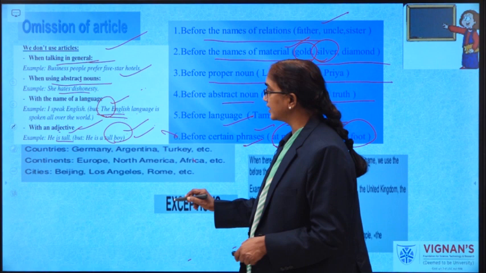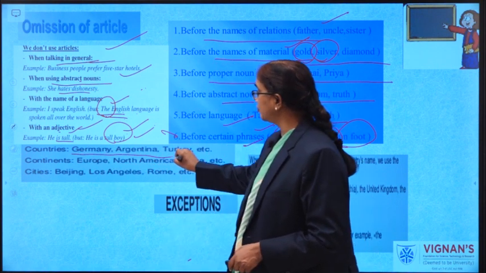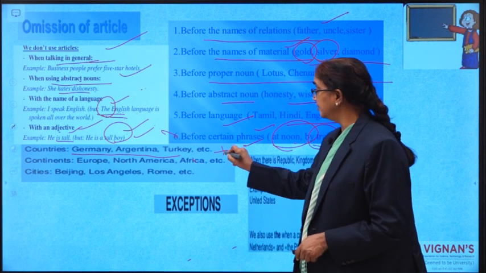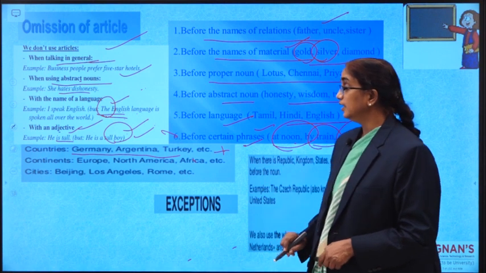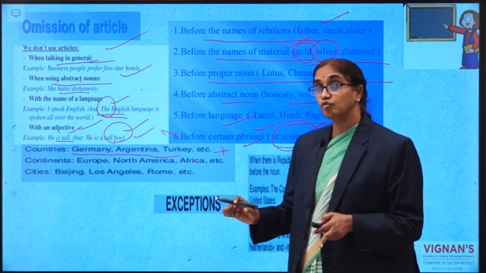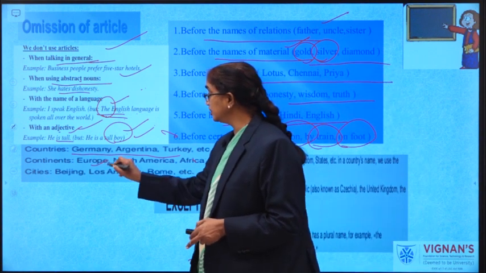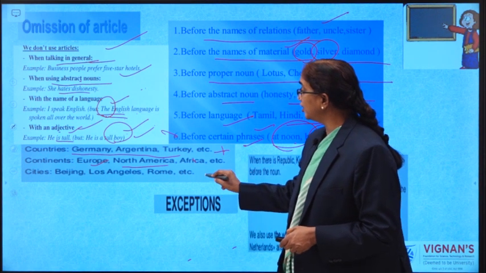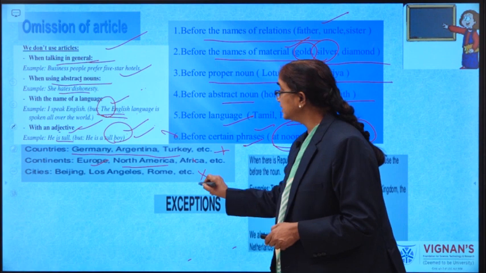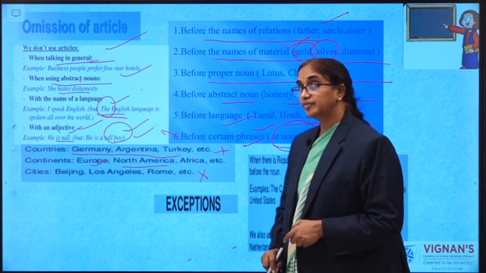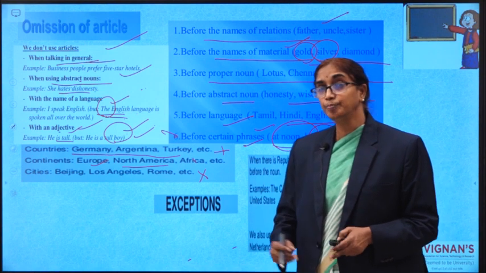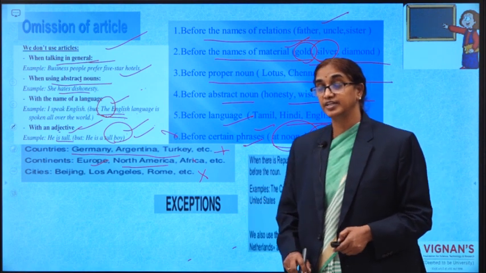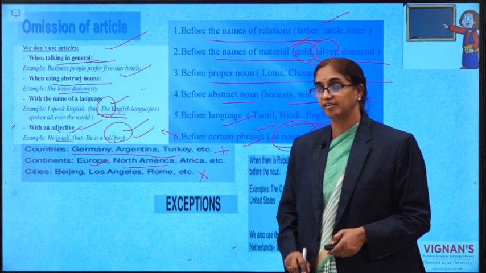And we also don't use the article "the" before names of countries. You don't say "the Germany," "the Argentina," "the Turkey," etc. We normally don't use any article. But we may use the article "the" before names of continents, like "the continent of Europe," "the North America," "the South America." We may not use the article "the" before names of cities. We don't say "the Beijing," but we say "the European continent," though we don't say "the Europe" again, as I just said. "The African continent," "the continent of Africa," but we don't say "the Africa."